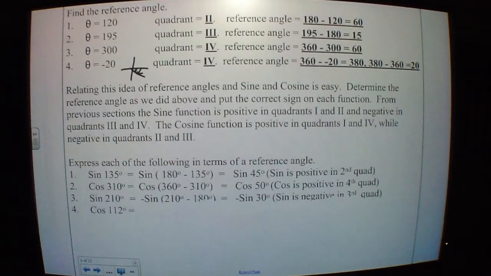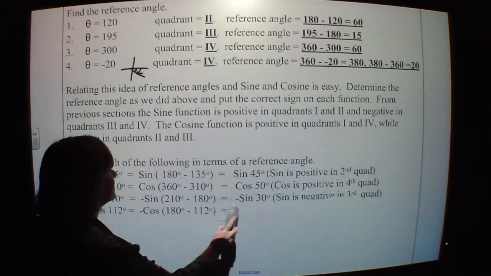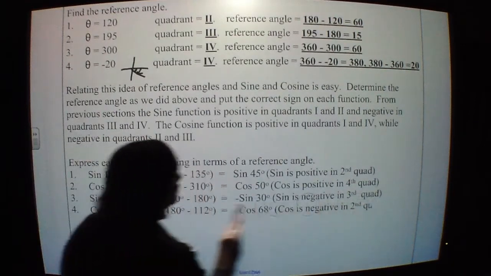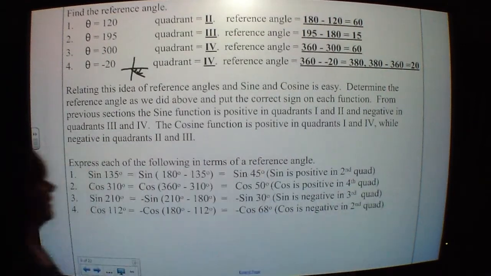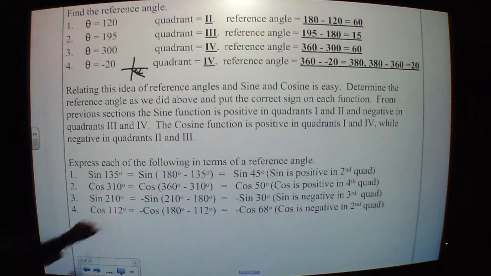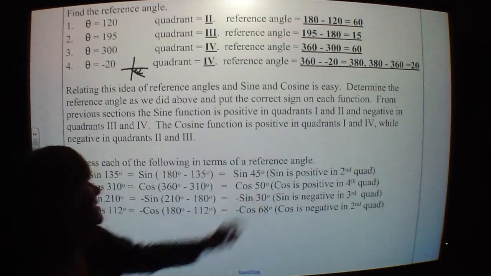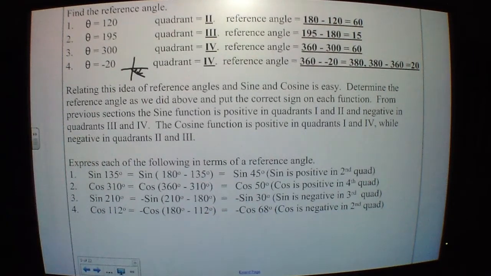Cosine of 112 puts you in the second quadrant. In the second quadrant, cosine is negative. So it's negative cosine of my reference angle. And when I do the subtraction, I get negative cosine of 68 degrees. And if you don't believe me, pick up your calculator, put in the cosine of 112, and then put in the negative cosine of 68. Make sure your calculator's in degree mode. You should get the exact same answers. So you can do stuff in terms of reference angles.